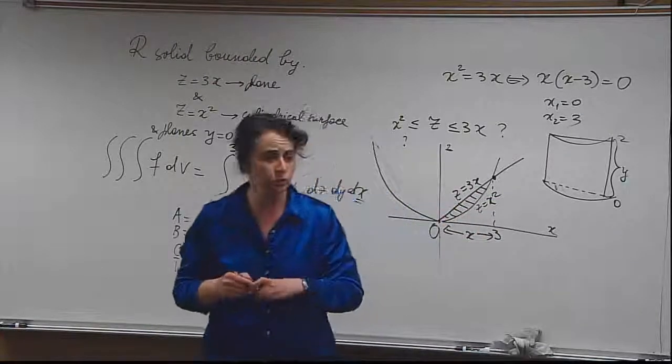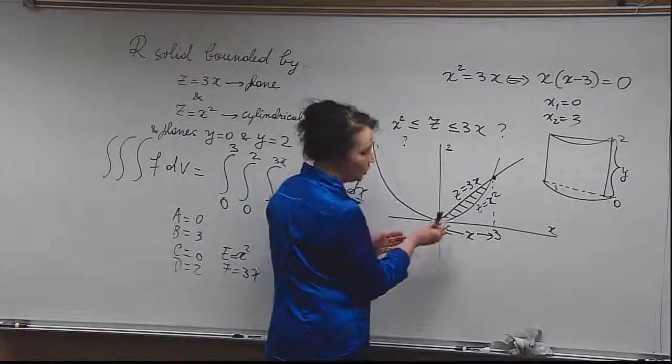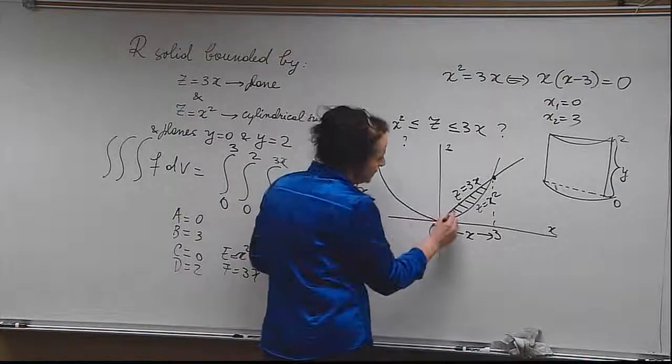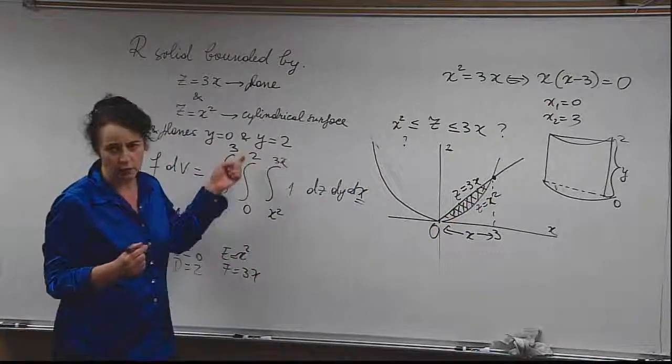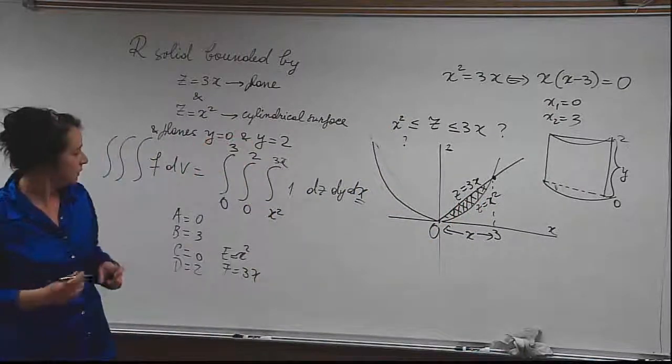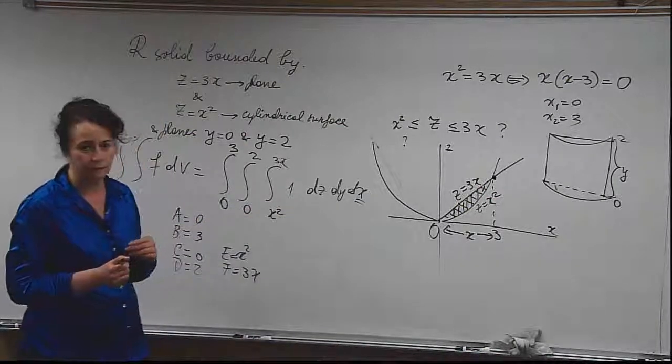Z is married to X. He cannot escape this relationship. So we can only take the z with vertical strips between these two values that depend on x. That's all. Now, why would we have 1?